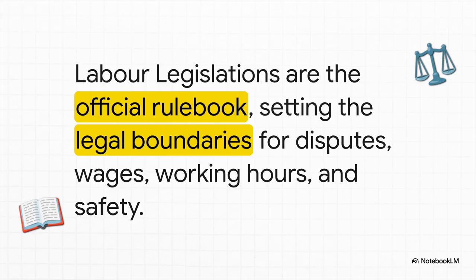In India, that operating system is a huge collection of laws called labor legislation. This is the official rulebook. It lays out the boundaries for everything: what's a fair wage, how many hours you can work, what safety standards are required, and, maybe most importantly, how to solve disagreements when they pop up. This legal framework is that third leg of our stool. It's the government stepping in to set the rules of the game.